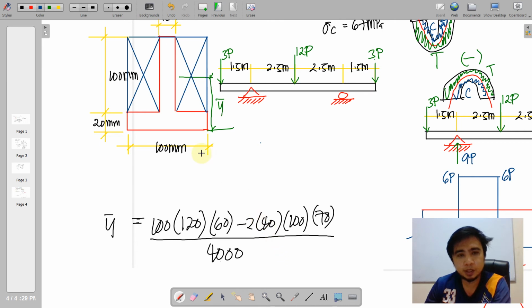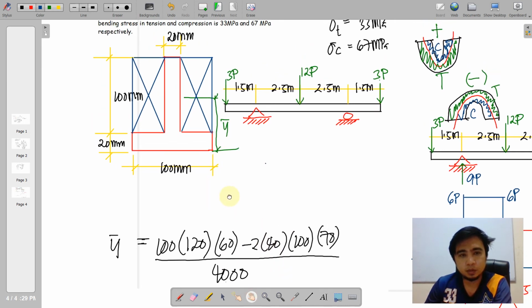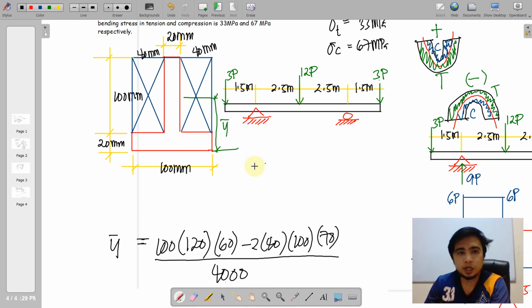And we still need to deduct these smaller rectangles. So the dimension of this is 100 minus 20, so that is 80. So they have the same width of 40 millimeters. So we have 2 times 40 times the distance of this centroid up to your reference line, which is from 20 plus 50, that is 70. So we divide that by the total area. So actually that is 100 by 120 minus 2 by 40.